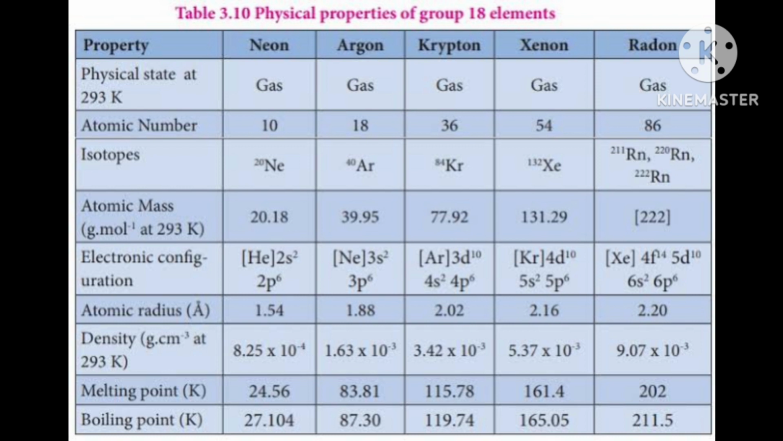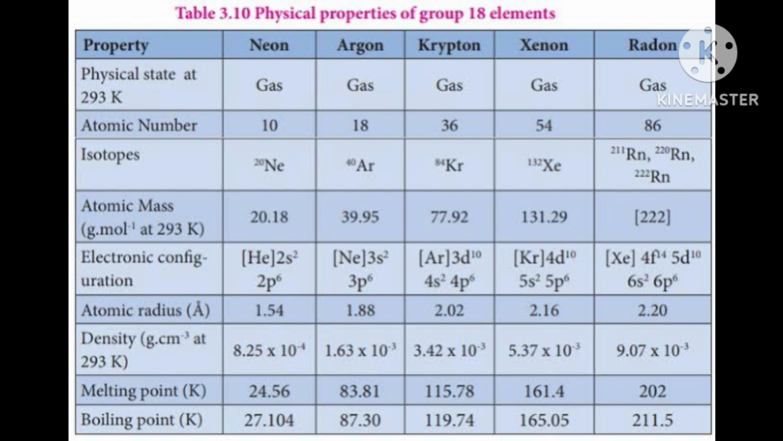And neon is a little heavier, 9.0 into 10 to the power minus 4. And argon is further heavier, 1.8 into 10 to the power minus 3. 10 to the power minus 3 means heavier. And krypton, again heavier, 3.7 into 10 to the power minus 3. And xenon, again heavier, 5.9 into 10 to the power minus 3. And radon is the heaviest among these, 9.7 into 10 to the power minus 3.